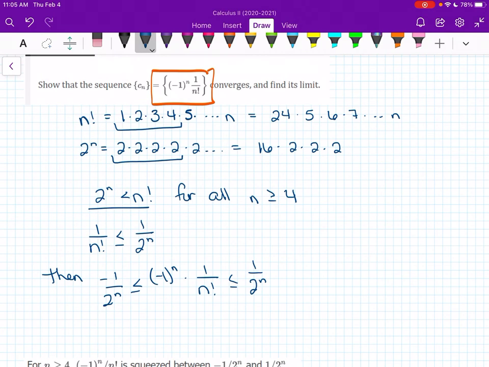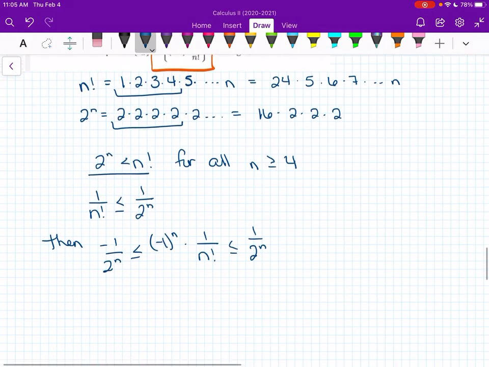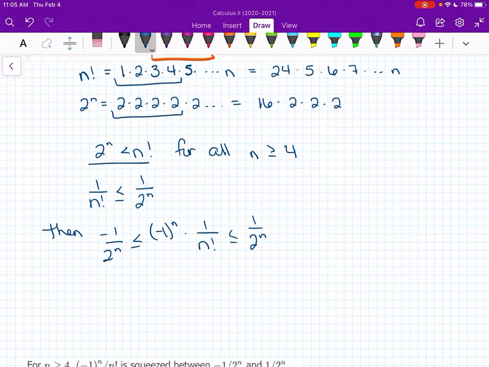Okay, we've already talked about how 2 to the n approaches 0. So then we can say, hey, since the limit of both negative 1 over 2 to the n and positive 1 over 2 to the n are 0, then the limit of this alternating 1 over n factorial must also be 0. Okay, so the limit as n approaches infinity of negative 1 over 2 to the n equals 0, which is the same as the limit as n approaches infinity. Oh, we have to put it in here: for all n greater than or equal to 4.